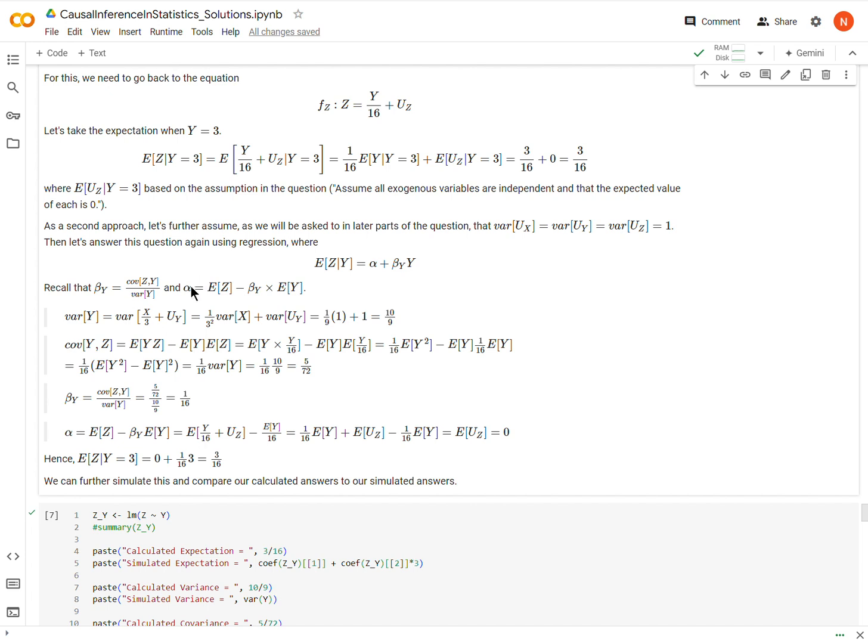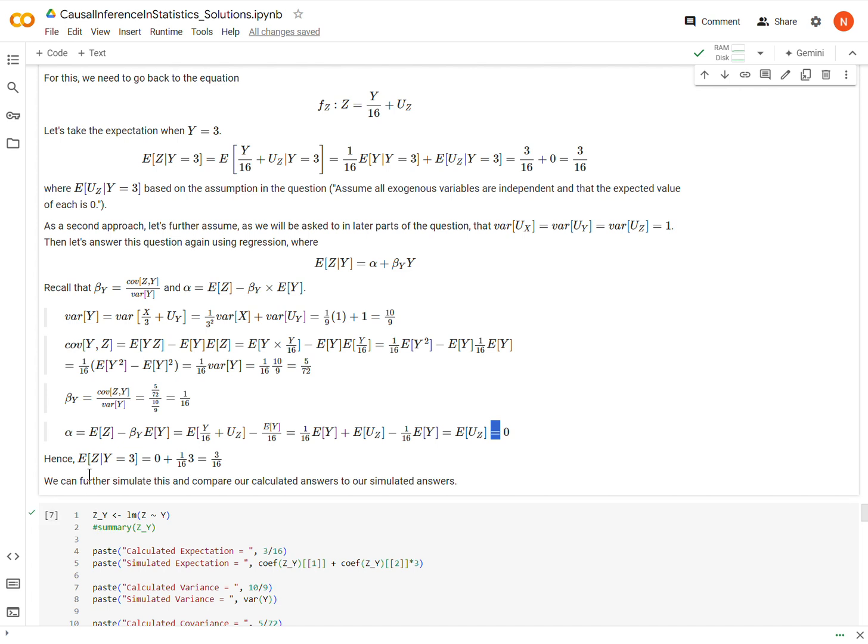And what we get in the end, well, we get a few things. We get that the variance of y is equal to 10 over 9, and we get that the covariance of y and z is 5 over 72, and we get that the beta coefficient, this guy right here, is 1 over 16, and we get that the intercept, alpha, if we just run through everything, is 0.